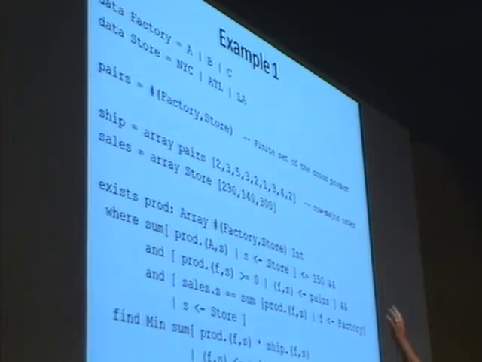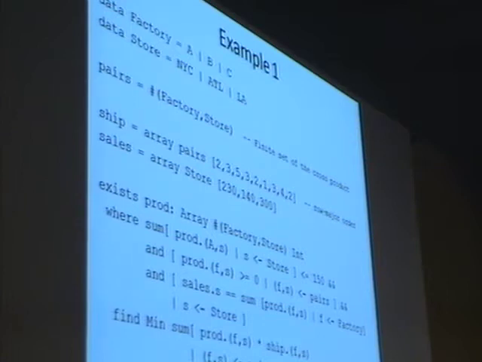So here are some pairs, that's the finite set of the cross product of factory and stores. I think there are 6 or 9 of these things. Sales: it says I expect 230 in store A and 140 in store B and 300 in store C. Then there's some production thing, an array of pairs of factory and store and an integer. It says factory A sends to New York City 52 widgets. Right? And there exists something like that. Okay? And what do I want?